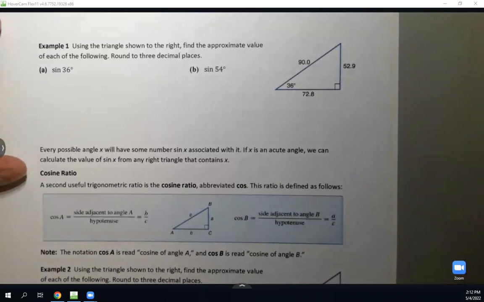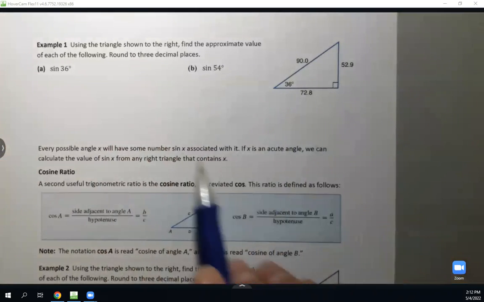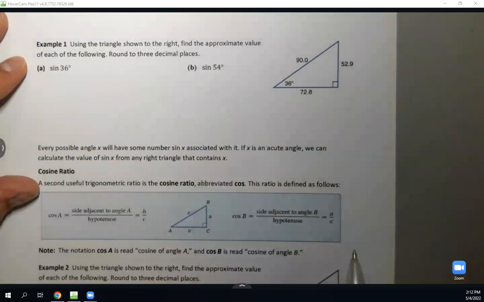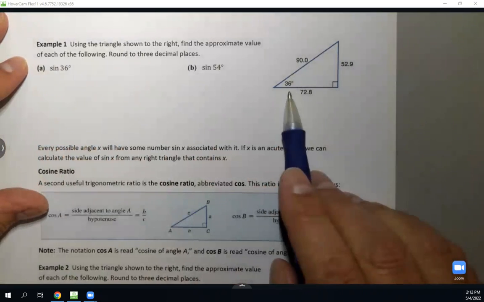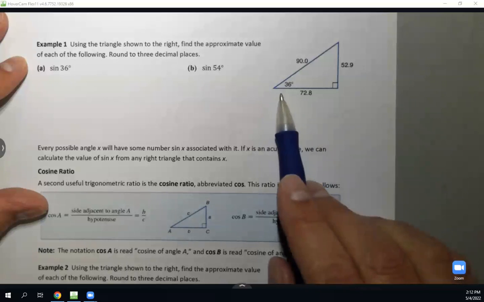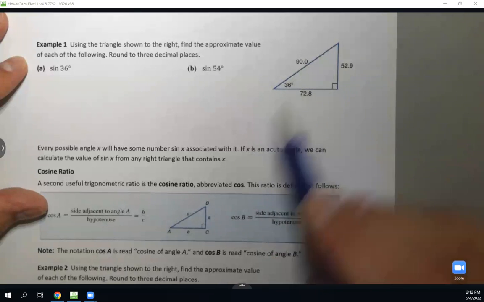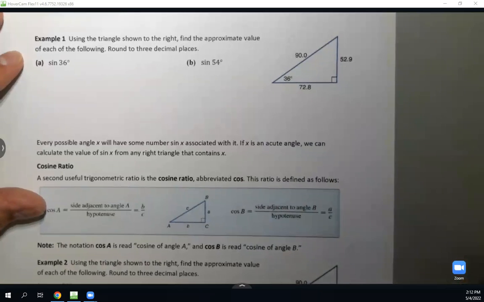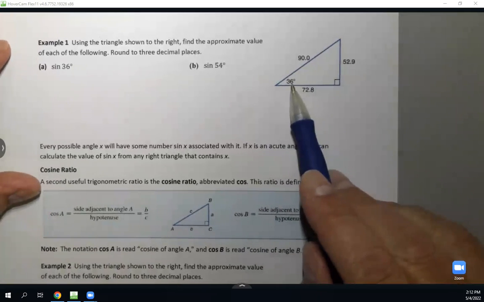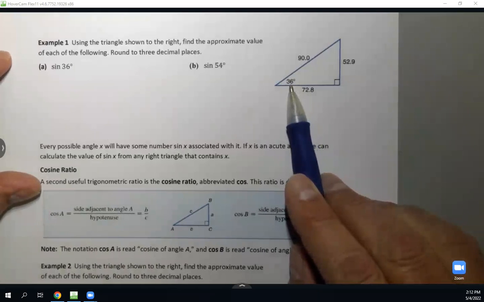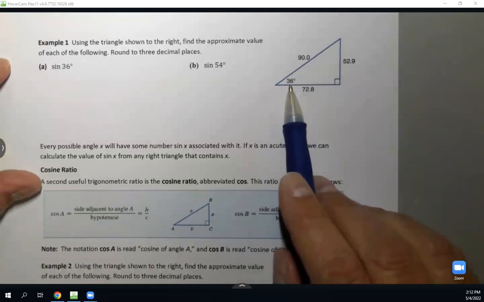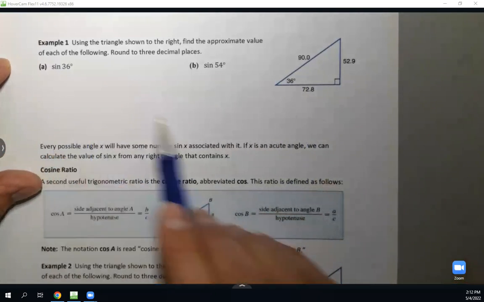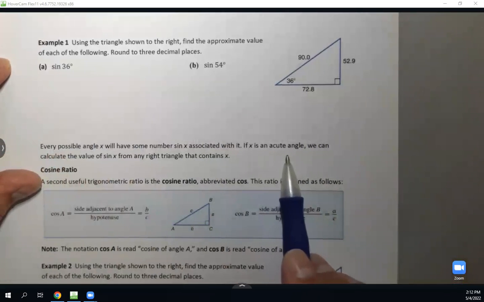So example 1: using the triangle shown here to the right, find the approximate value of each of the following, rounding to 3 decimal places. So I have this right triangle. The hypotenuse is 90.0. This side here is 72.8. This side here is 52.9. And we're told that this angle right here is 36 degrees. So that's like my angle A. We want to find the sine of 36 degrees using this triangle. Does that make sense?